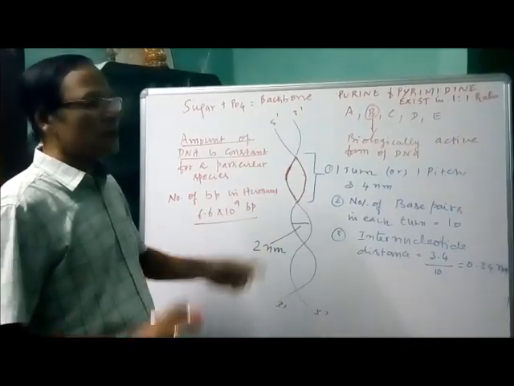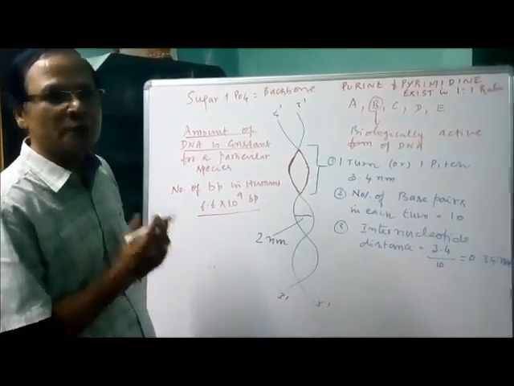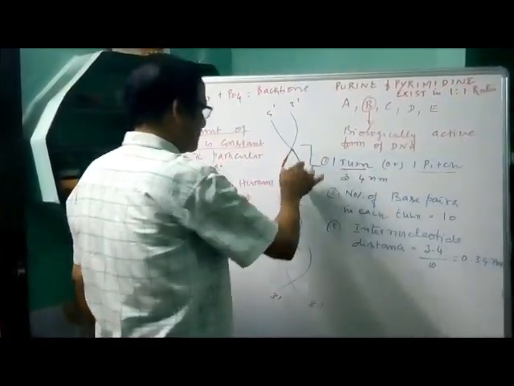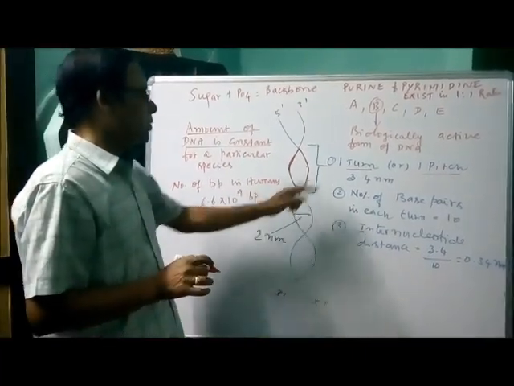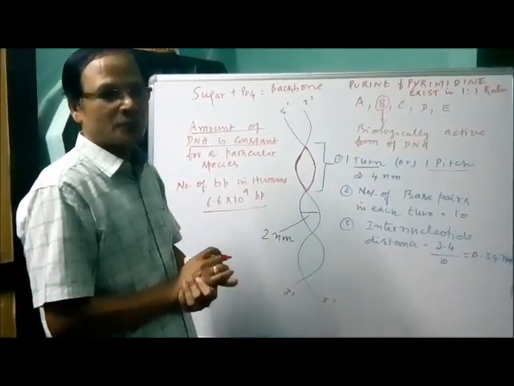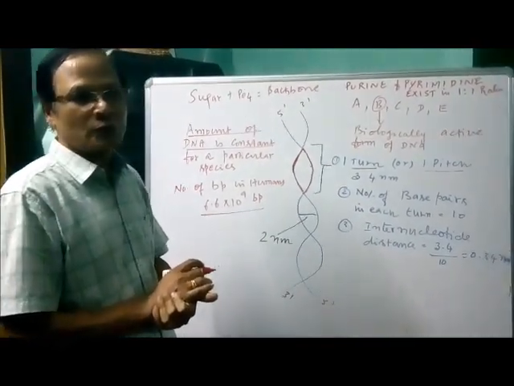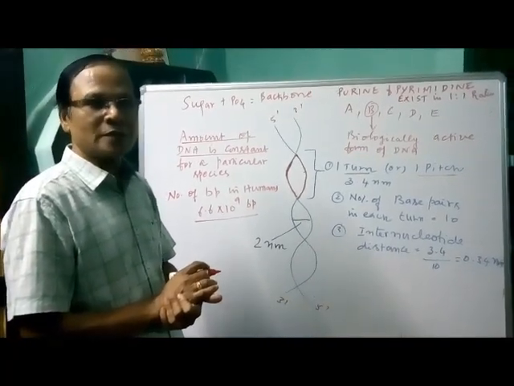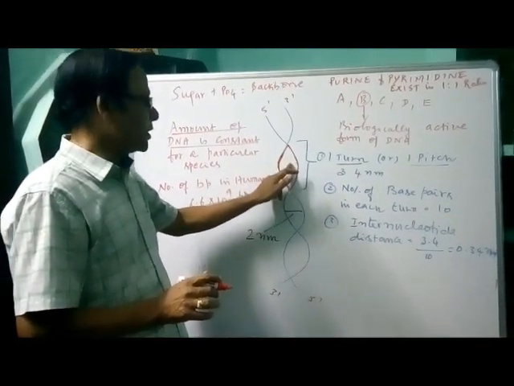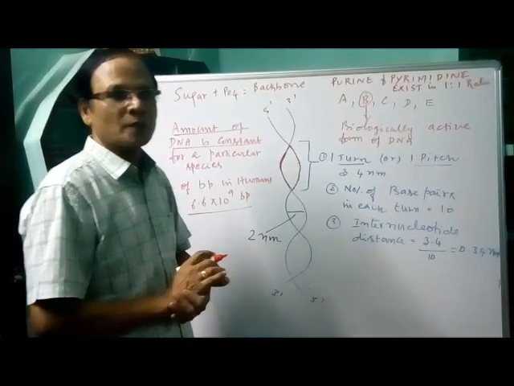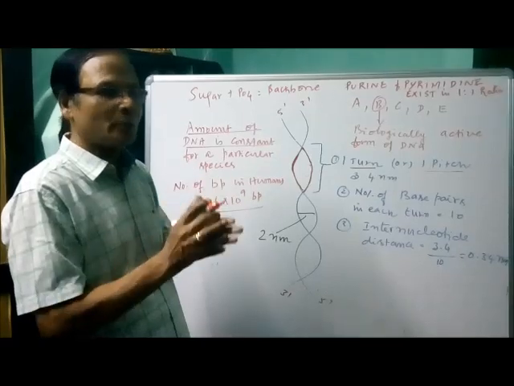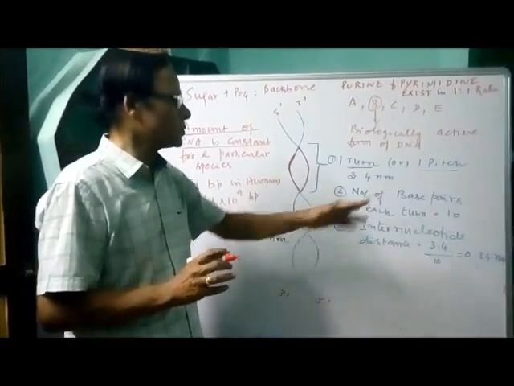Now, it is in the form of a helix, having a number of turns, and each turn is called a pitch. This is one turn, what I marked in red, one turn. So the length of one turn is equal to 3.4 nanometer or 34 angstrom. Now, in each turn or pitch, the number of base pairs is about 10. A is equal to T, that is called one base pair. So the number of base pairs in each turn is equal to 10.